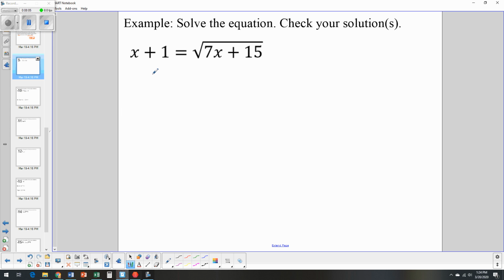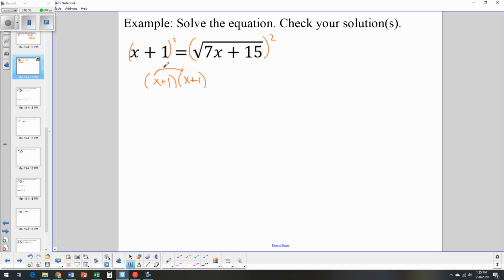All right, so in our next example here, we have: solve the equation, check your solutions. We have x plus 1 equals the square root of 7x plus 15. Since this square root is already by itself, I know I'm going to raise both sides to the second power to get rid of it. But I have to be careful when I raise this side to the second power, right? This is x plus 1 squared, which is really x plus 1 times x plus 1. We have to make sure we FOIL or distribute here.